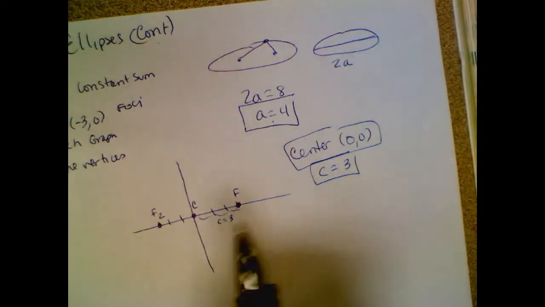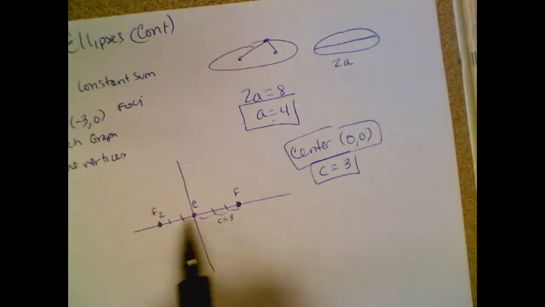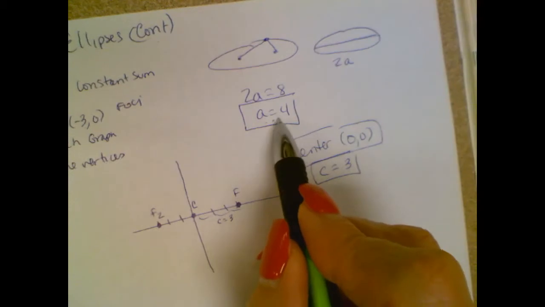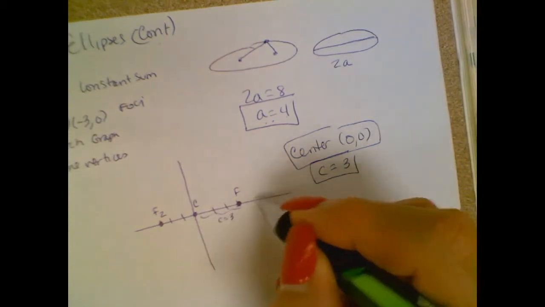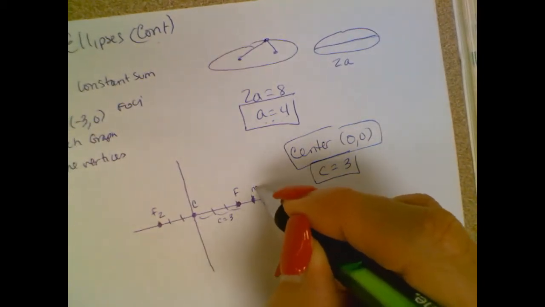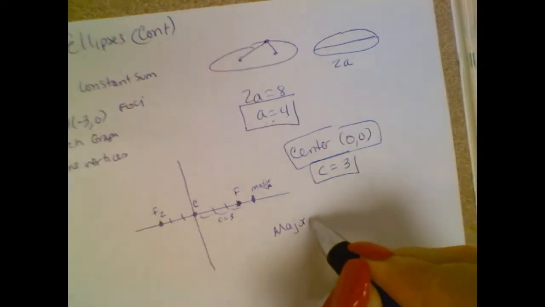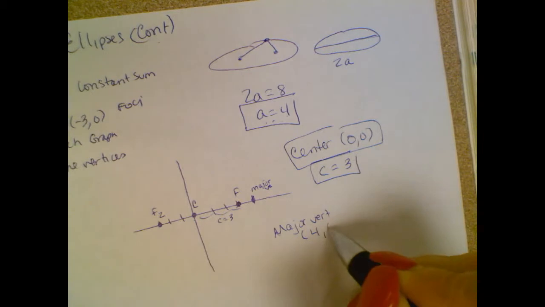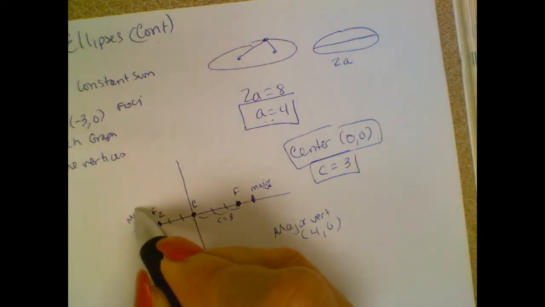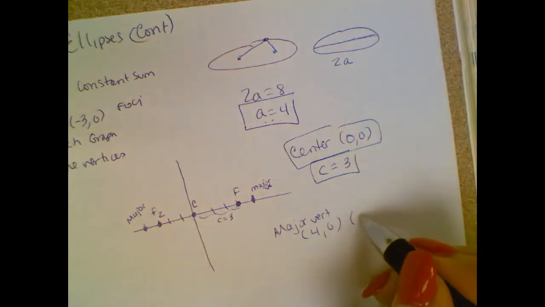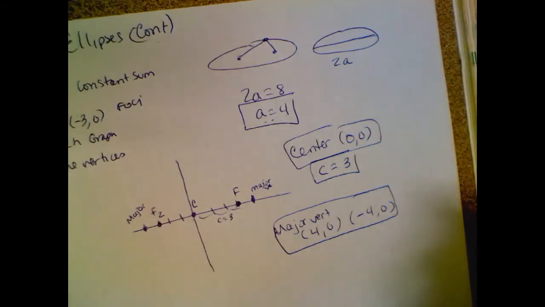Okay? Now I also know that this is going to run this way, because foci are always on the major axis, and a has something to do with the major axis. So from center, using 4, we're going to count 4 to the right. This is your major vertex. So one of them is 4, 0. If I count 4 the other way, this is my other major vertex. So it's going to be 4, 0 and negative 4, 0 for major vertices. Okay, so that's one of the things.